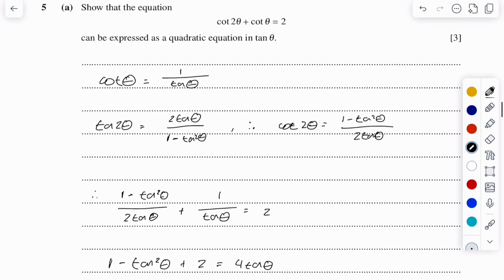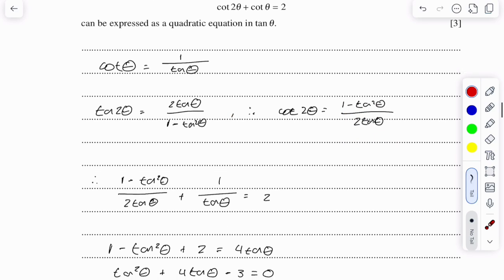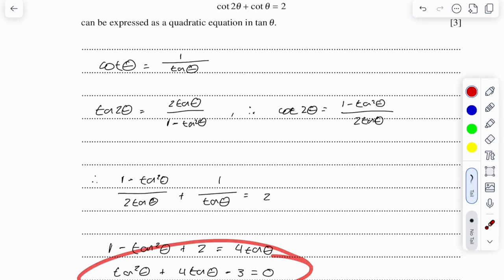Okay, so just a quick recap of that. We've just noted that cot theta is equal to 1 over tan theta, and we noted that tan 2 theta is equal to 2 tan theta over 1 minus tan squared theta. The implication follows that cot 2 theta therefore must equal 1 minus tan squared theta over 2 tan theta, because we flip. And then we just plug it in and we get this.